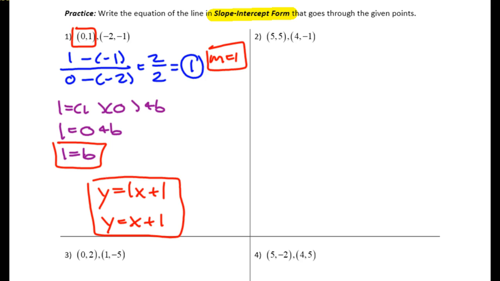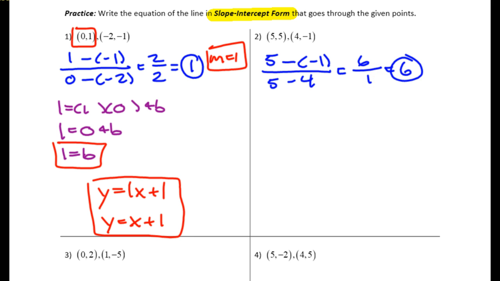Alright, let's try another one. So now I got these 2 points. So first thing I need, gotta have that slope. So I'm going to do this point first again. So y minus y. 5 minus negative 1, and then 5 minus 4. 5 minus negative 1 is 6. 5 minus 4 is 1. That slope will be 6. Okay? That's my m. Halfway there.